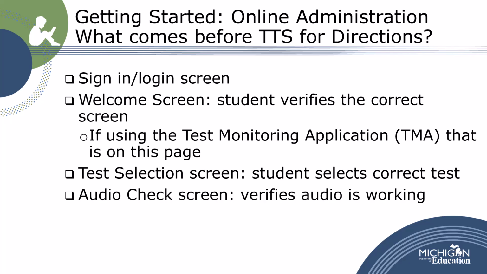Next, the welcome screen shows the student's name, date of birth, and other identifying information to verify the student has logged into the correct test and has the correct information. If you are using the test monitoring application, students also input the test monitoring code on this page to register for the test session. After the welcome screen comes the test selection screen, where students select the correct test they are taking. This screen ensures the student has logged into the correct content area test.